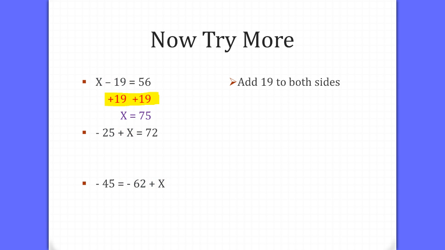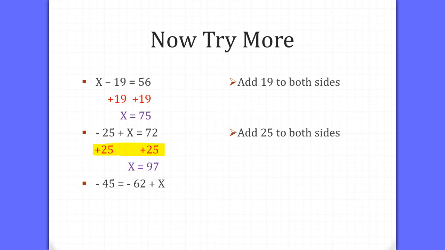Okay, the first one, x minus 19, shows that 19 was subtracted from the variable, so we add 19 to both sides, giving us a solution of x equals 75. The next one had the negative 25 plus x highlighted. The negative 25 was added to x, so we will add 25. Negative 25 is the same as subtracting 25. Adding 25 to both sides gives us x equals 97.